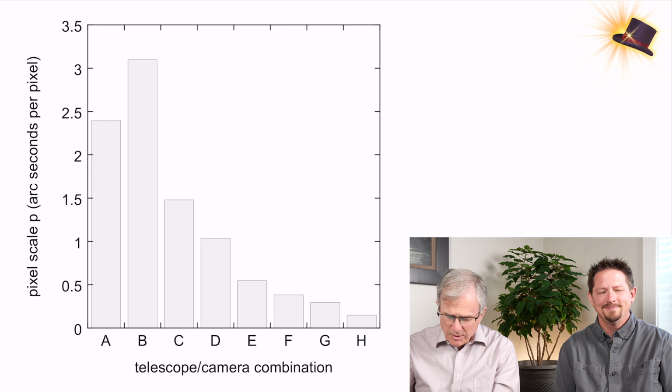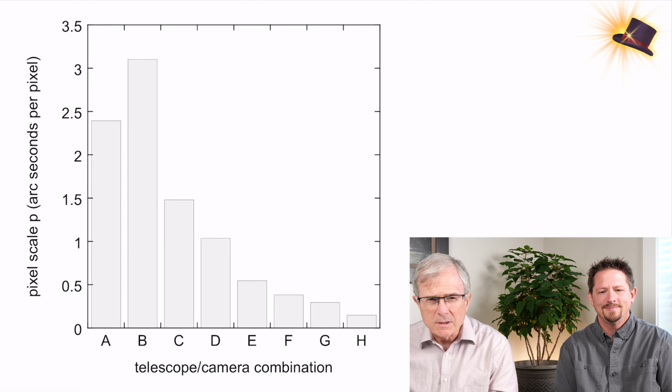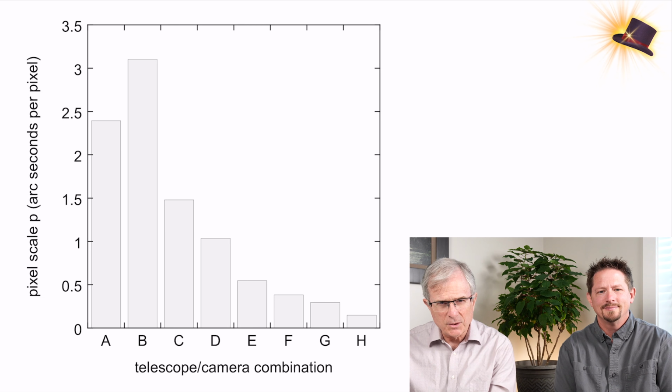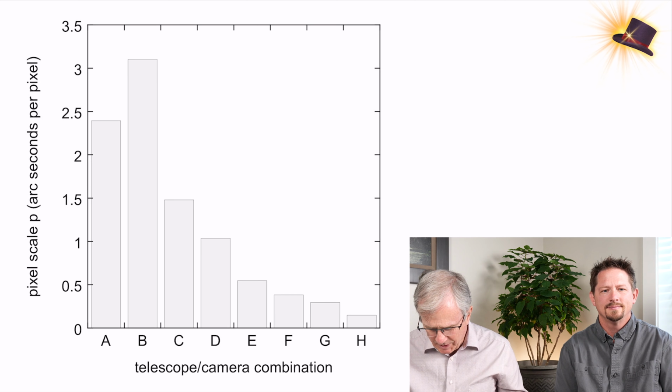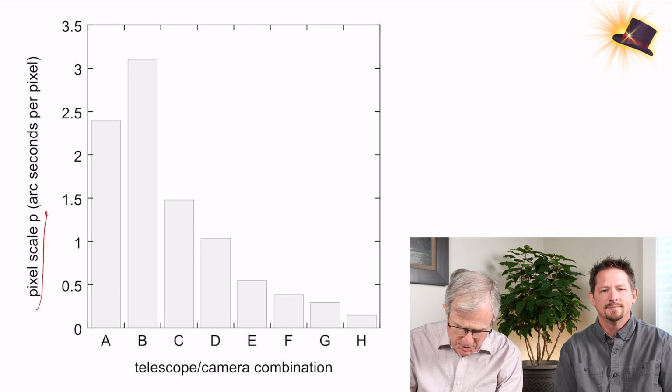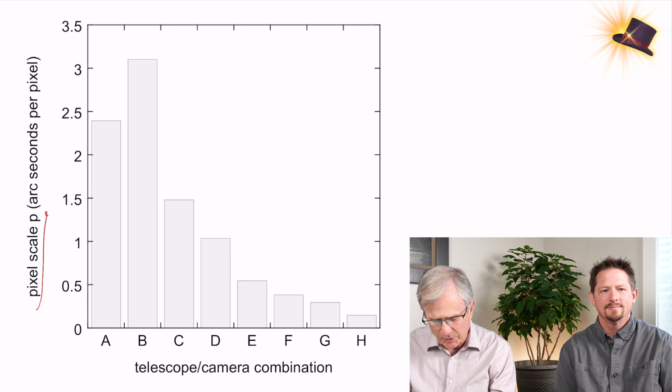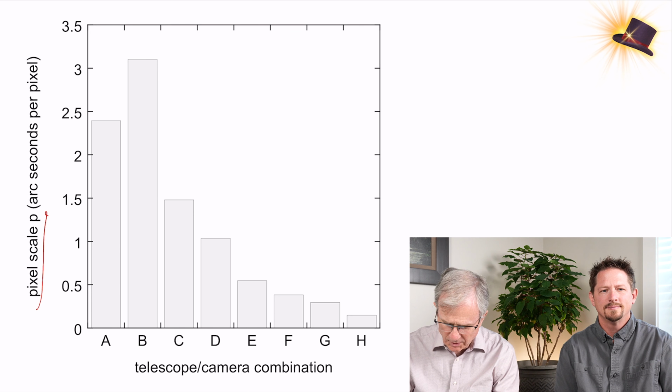How much detail can you expect to see for a well-sampled image? It all comes back to pixel scale. So, in the book we list 8 different telescopes in a table in the introduction, and I can't remember which one's A, which one's B, which one's C, etc. But this is just a plot of pixel scales for those different telescopes.